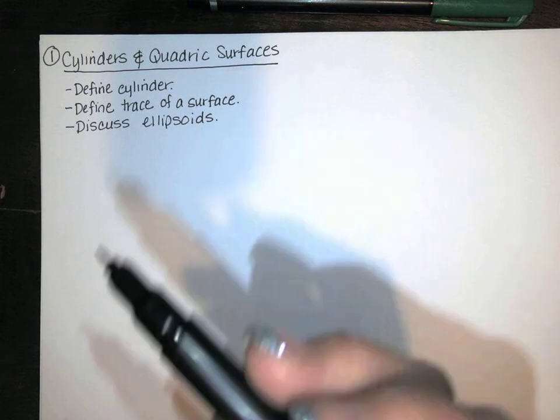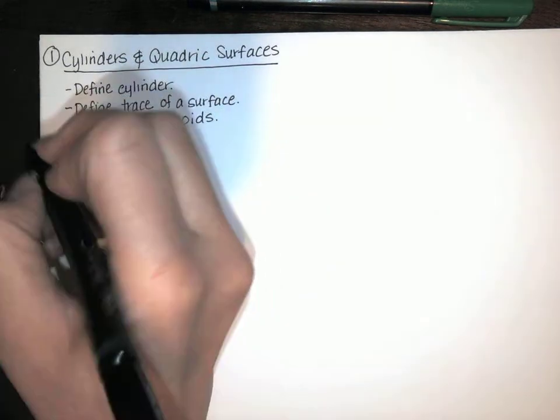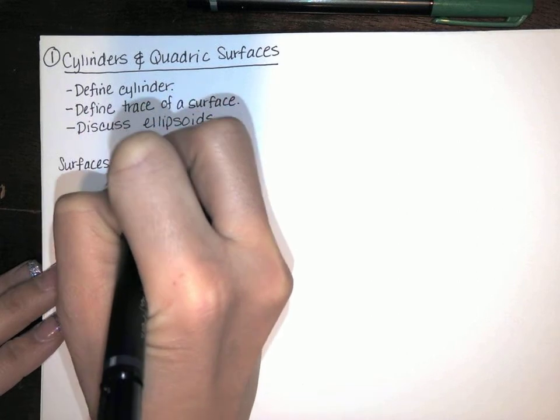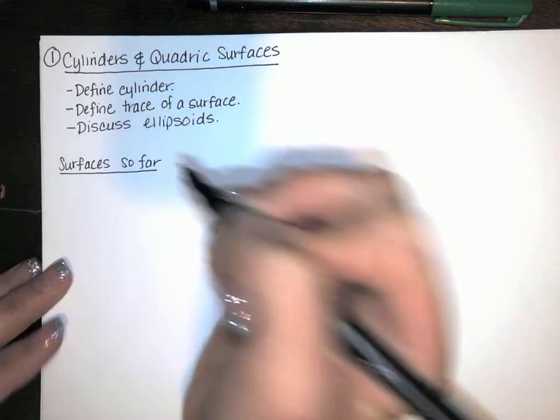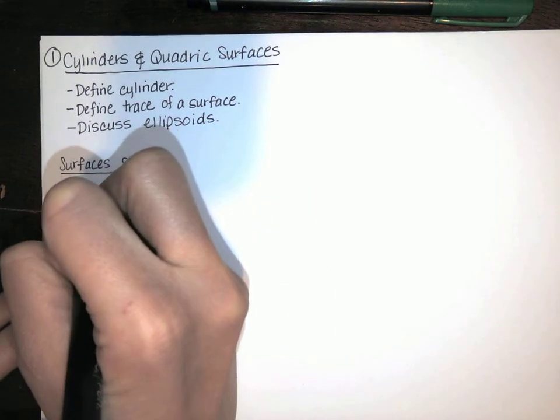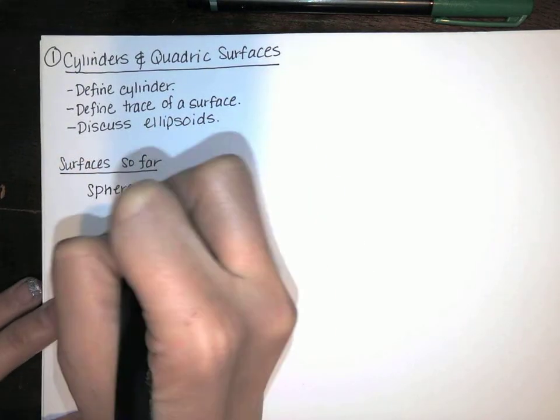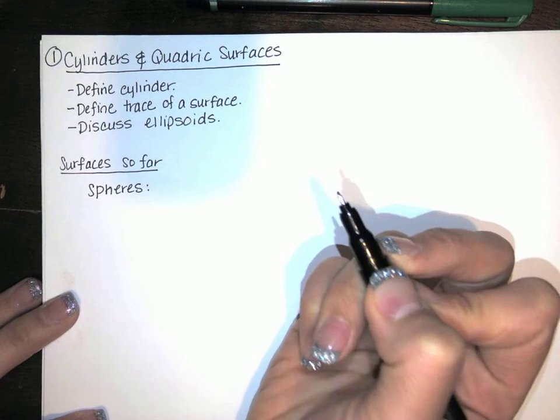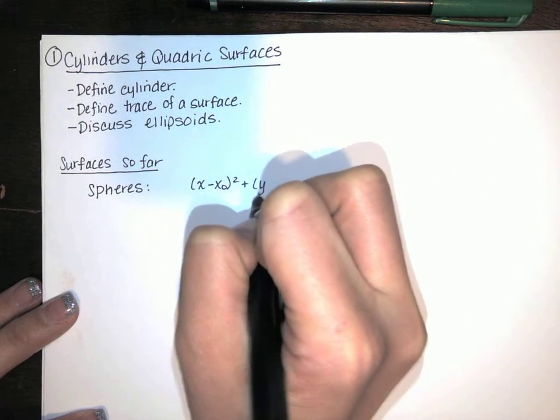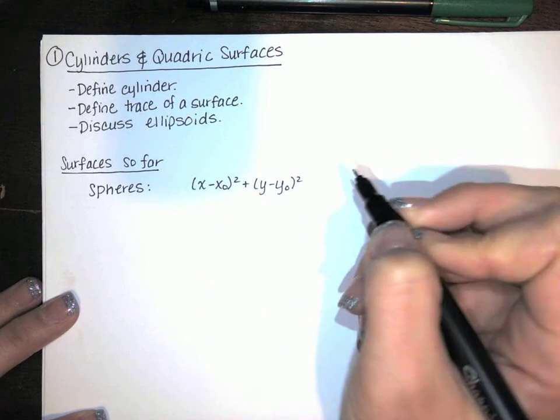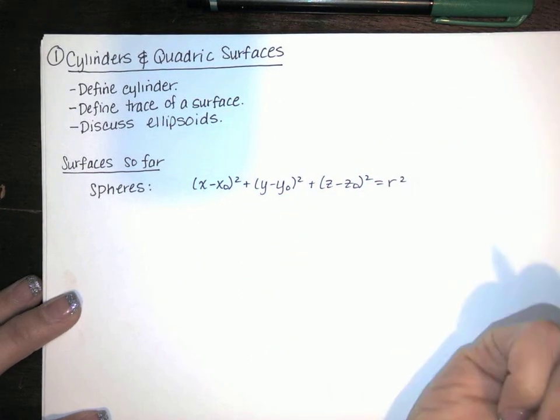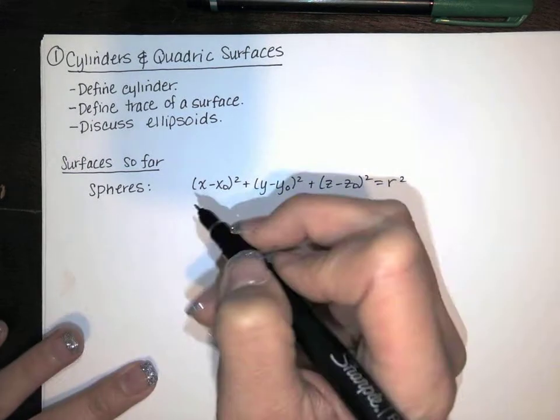So let's talk about the surfaces that we've studied so far. In this class, we know of two surfaces. In the first section, we talked about spheres. They have this equation: (x − x₀)² + (y − y₀)² + (z − z₀)² = r². And that was derived using the distance formula.